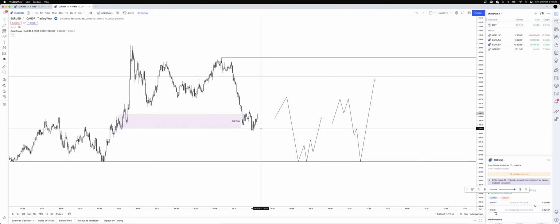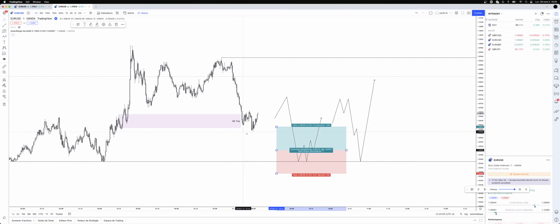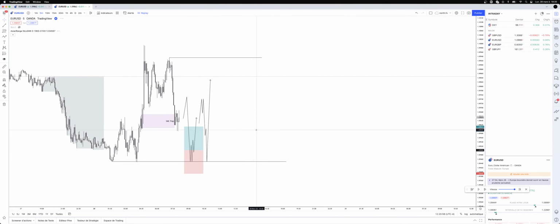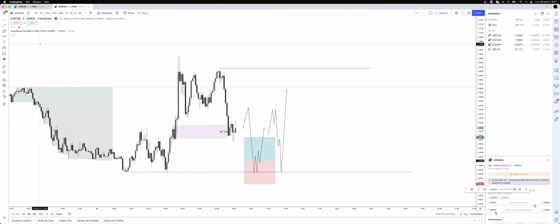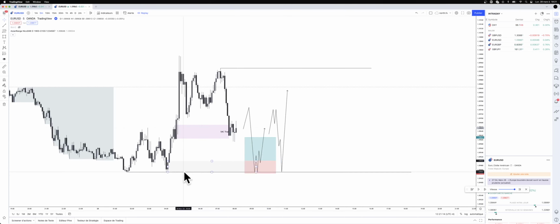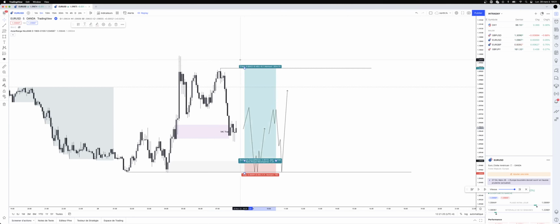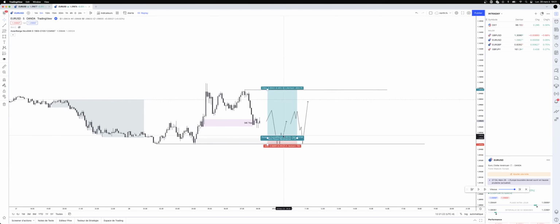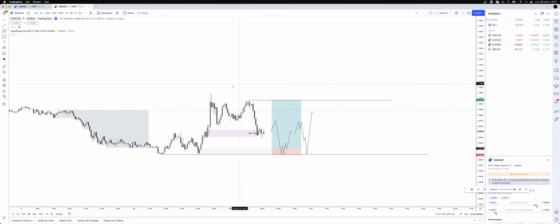Why? Because we have this valid POI, and the price came back on this valid POI. I decided to choose the 5 minutes order block, right? I love to use a 5 minutes order block. For me it's easier to use the 5 minutes order block to identify my low and my high of the day. I decided to take this entry and this target. My first target is a possible high of the day, and I will explain after on the second screen why I took this position.